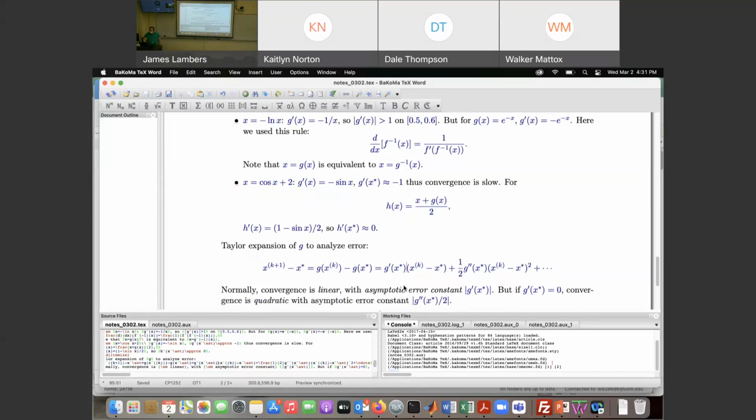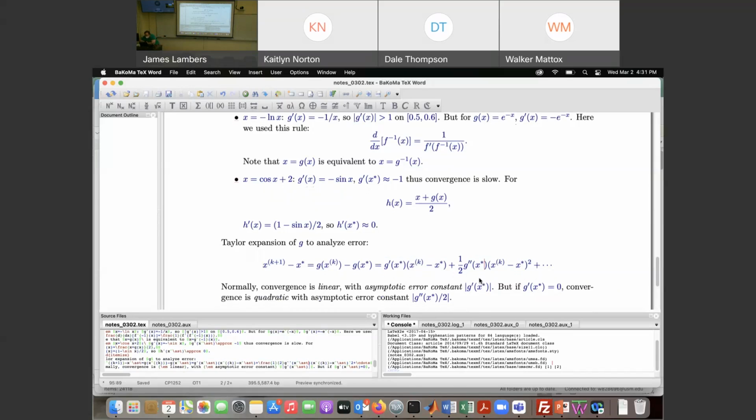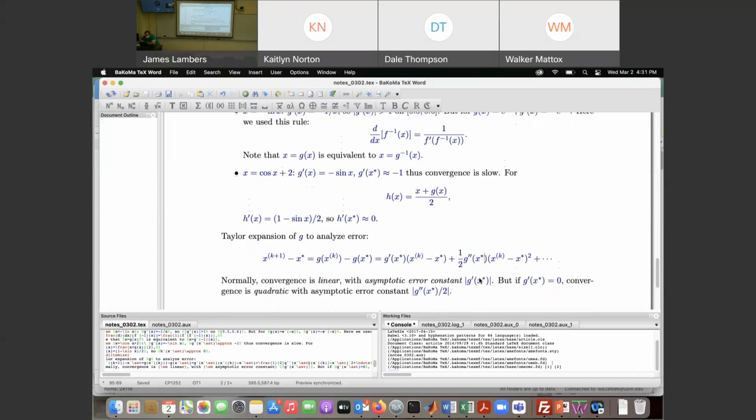But what if the derivative happens to be 0 at the fixed point? Then this term will go away, and this is the leading error term. So now you're going to have quadratic convergence, and this is your asymptotic error constant. So g double prime at the fixed point over 2, assuming that is not 0. Otherwise, it would be cubic and so forth. So in certain cases, you can get higher order convergence. But it just depends on g.